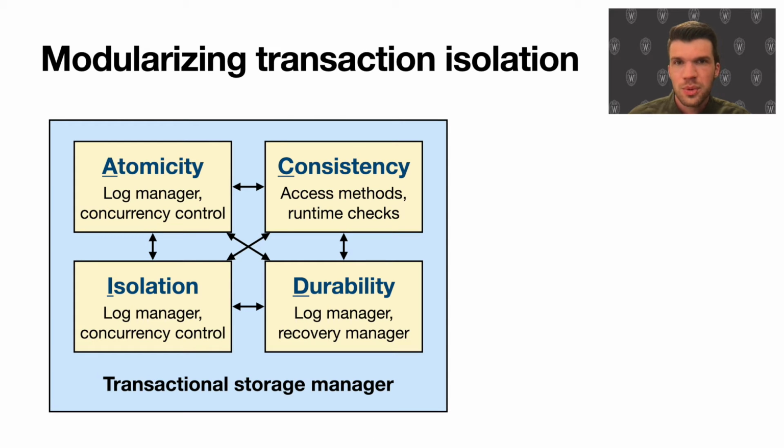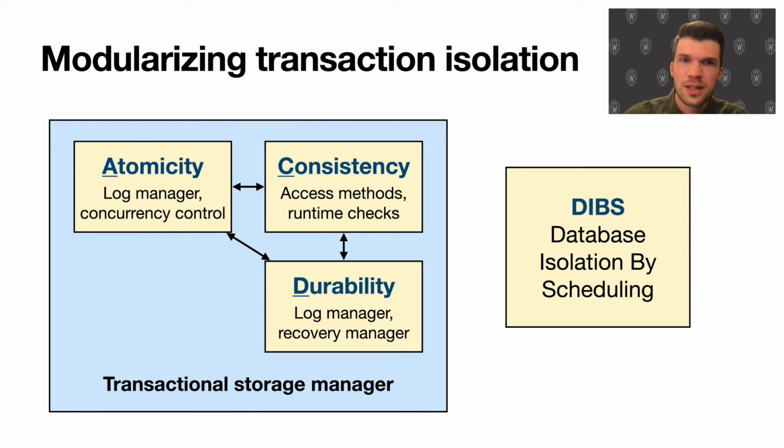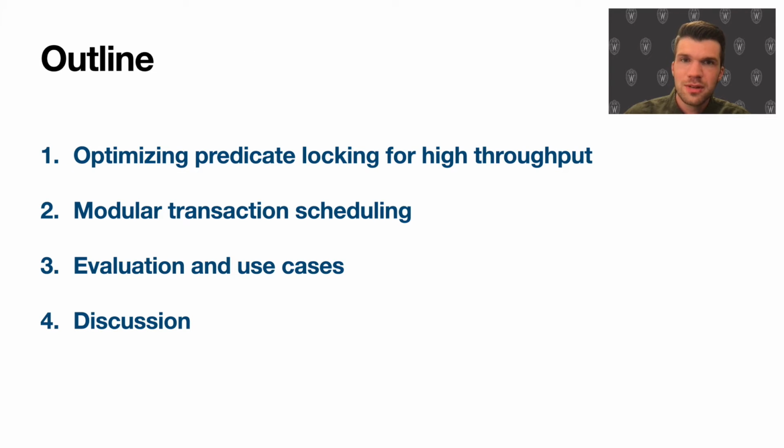For these reasons, we were interested in reducing the complexity of the transactional storage manager by extracting parts of its functionality into independent services. In this project, we focus on a modular transaction isolation service, which we call Dibs, or Database Isolation by Scheduling. In the remainder of this talk, I will discuss how we optimize predicate locking for high throughput and how we combine our optimizations into a modular transaction scheduler. Then I will present an evaluation and a few use cases, followed by a discussion.